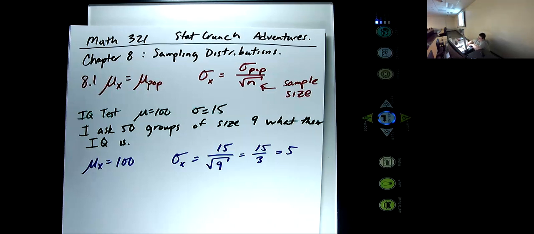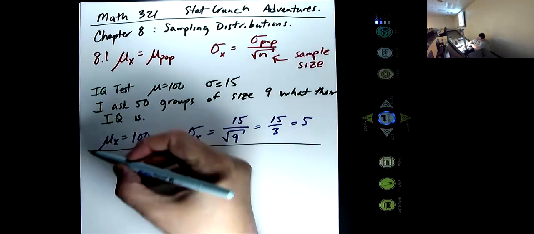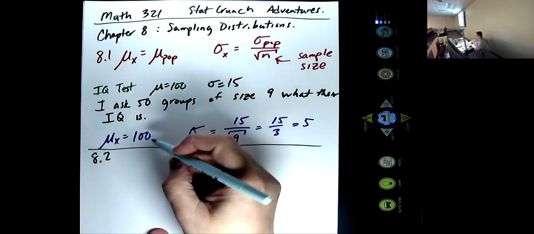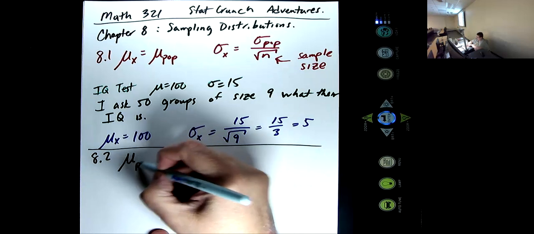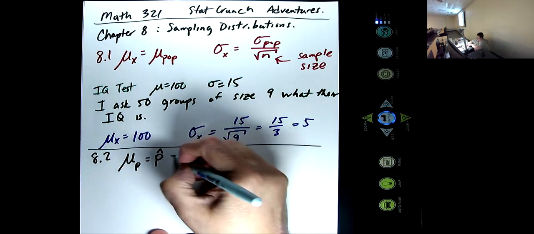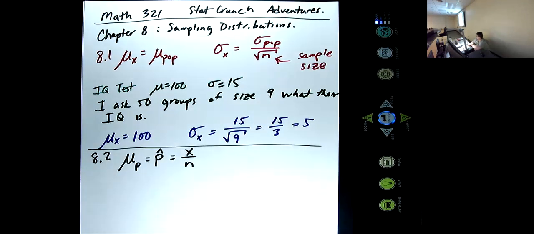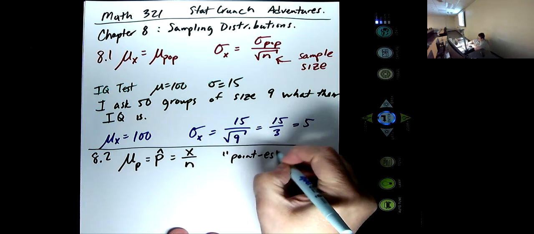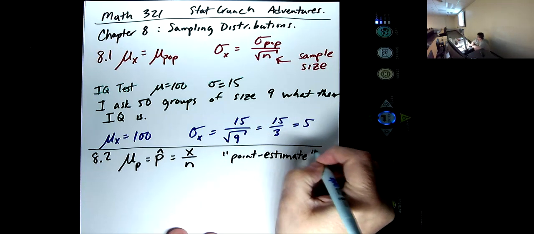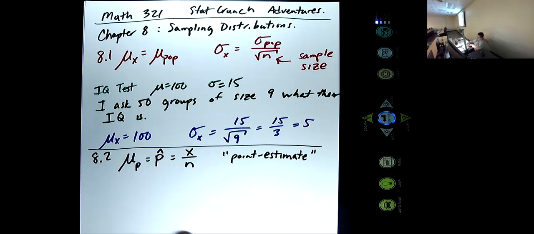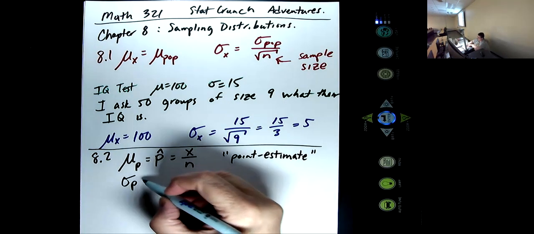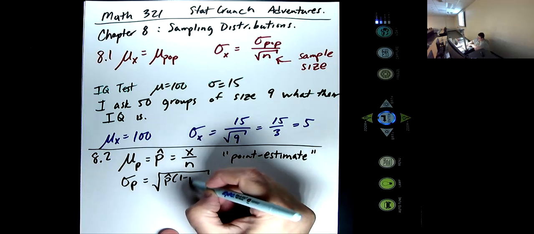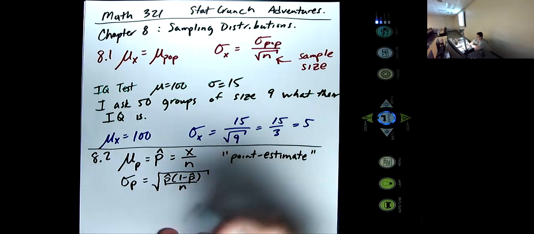8.2 has something similar. 8.2, our mean for the population was equal to p hat, which was x over n. That was called our point estimate. So this section is on proportions. And the standard deviation of p hat is the square root of p hat times 1 minus p hat over n.